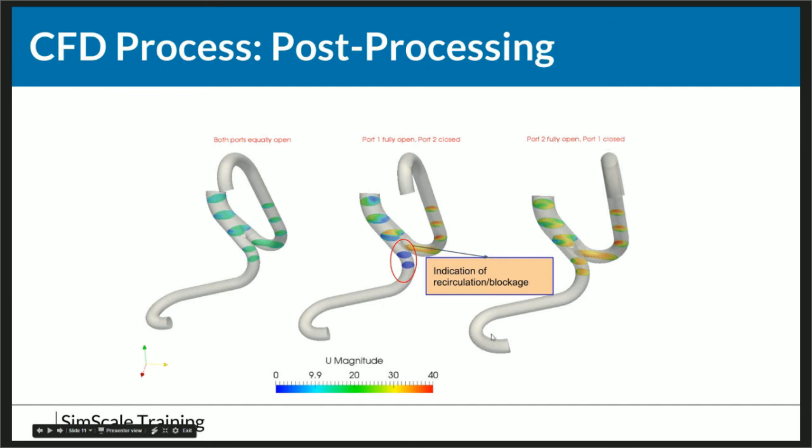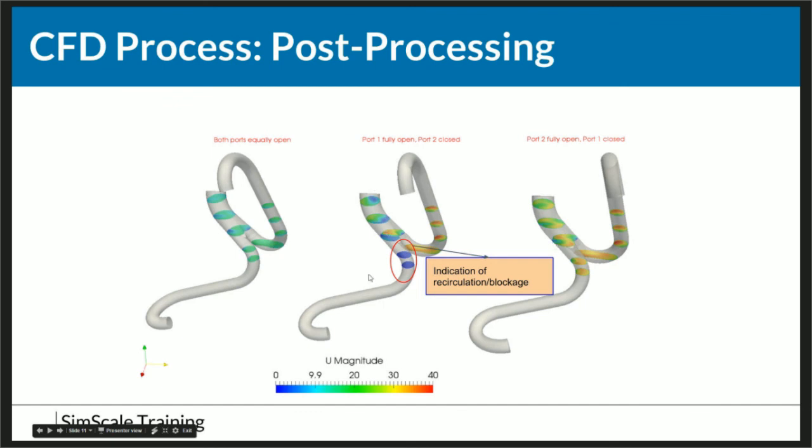I'm sorry, it's the other way around. So the first port is open and the second port is closed. Again, here you can see there are significant flow speedups, small recirculation zones, but we cannot see any major recirculation. Maybe here, but that is also a very small recirculation zone.